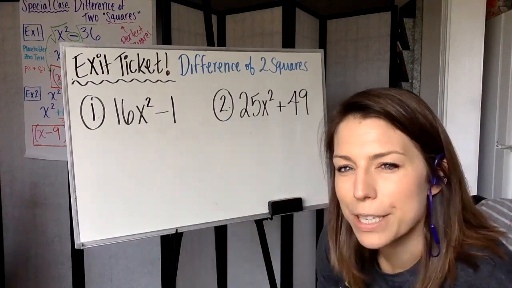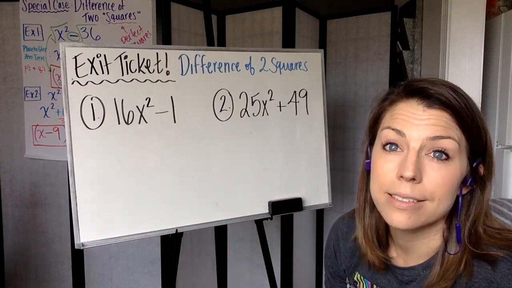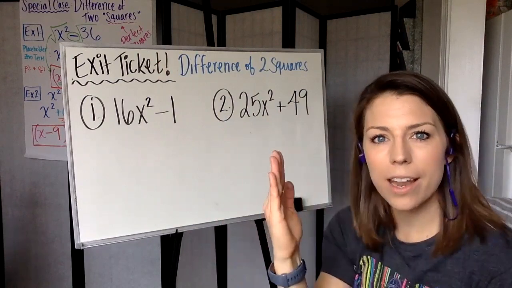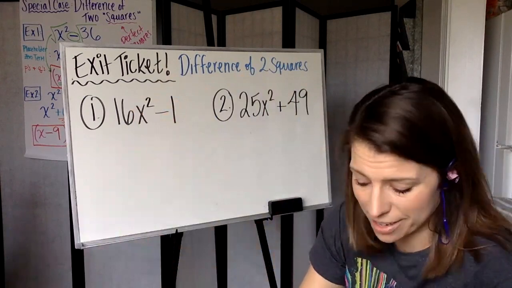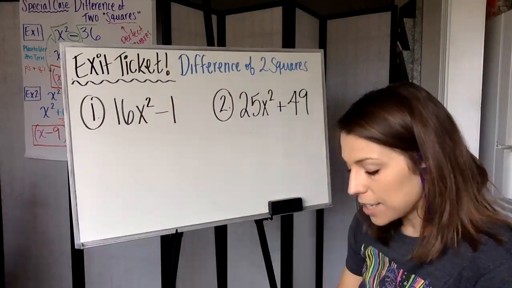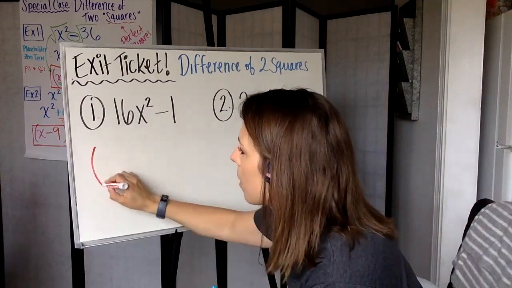Is 1 a perfect square? Can you have a square with an area of 1? Yeah, a 1 by a 1 is an area of 1. The square root of 1 is 1, guys. So is this a difference of 2 squares? Yes, it is. So because of that, we can just set up our answer.